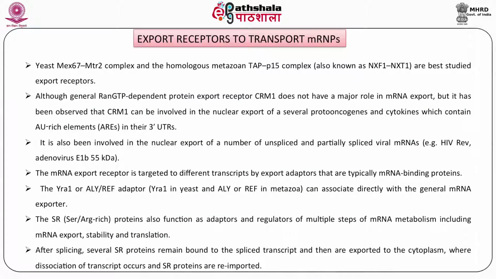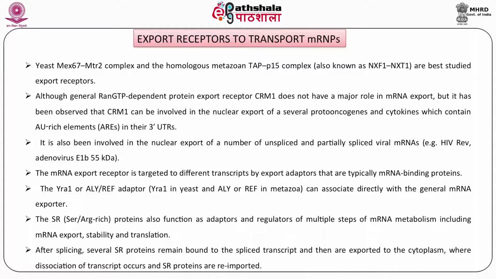The mRNA export receptor is targeted to different transcripts by export adapters that are typically mRNA binding proteins. Yra1 can associate directly with the general mRNA exporter. There are certain proteins that we call SR proteins, which are serine-arginine rich proteins, that also function as adapters and regulate multiple steps of mRNA metabolism, including mRNA export, stability and translation.